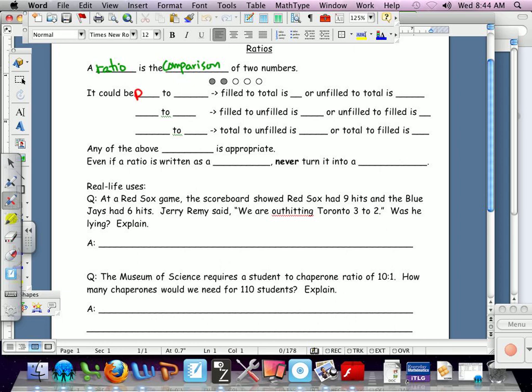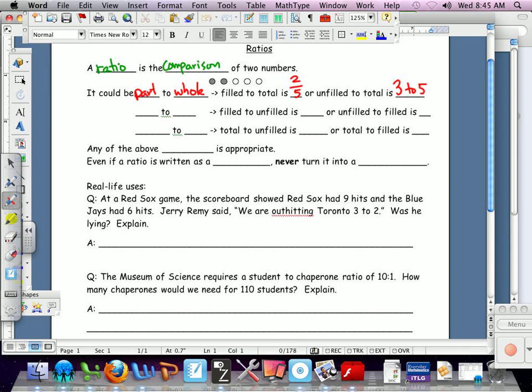So it could be part to whole. You see those circles above. We could say the filled amount compared to the total amount is 2 to 5. So notice the ratio could be written as a fraction. And the first number would be the top of the fraction, and the second number would be the bottom of the fraction. Or it could be that the unfilled amount compared to the total is 3 to 5.